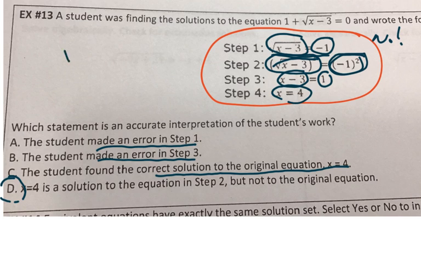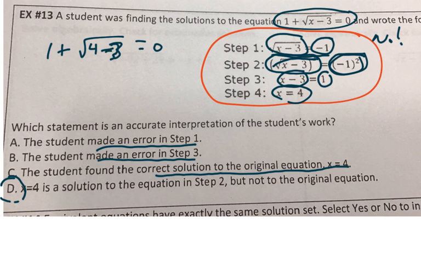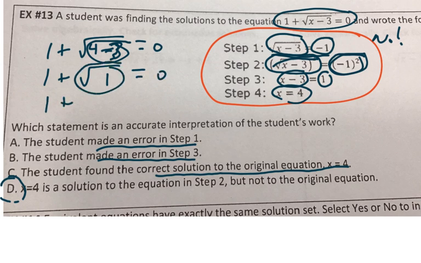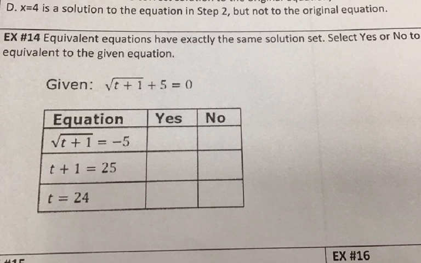Because if I plug in 4, guys, right? Or actually we'll go back to the original. The original equation right up here says 1 plus, now let's plug in the 4. Now 1 plus, now square root, 4 minus 3 is 1, equals 0. And what is the square root of 1? It's 1. Is 1 plus 1 equal to 0? No. So that's why the choice was D. Very tricky question, right?